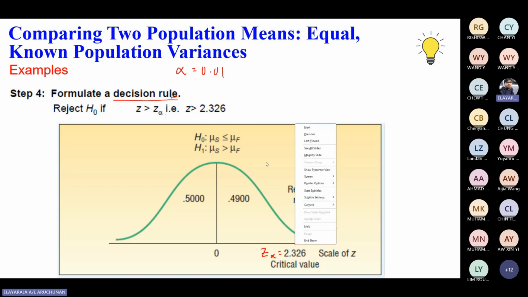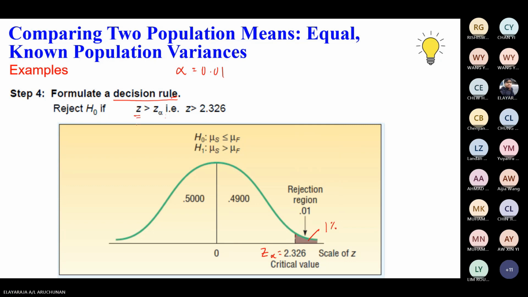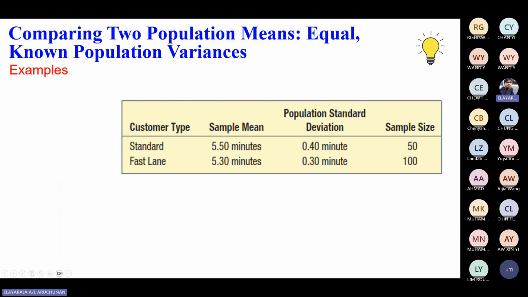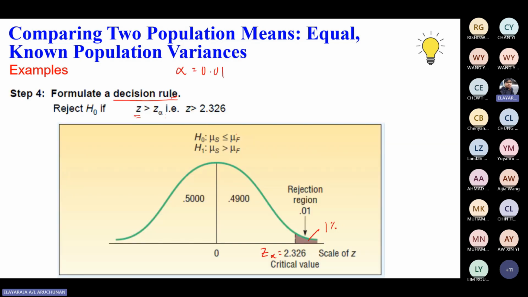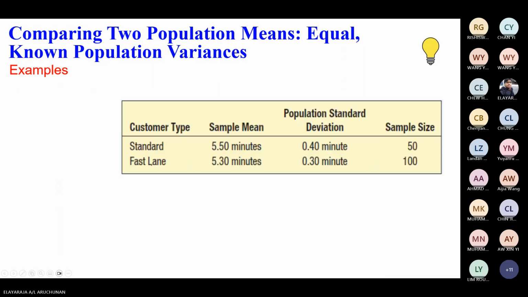All right, so once we identify that, now we do the test statistic, the z distribution. But you need to remember how to draw all these things, guys. So this is mu S for the standard lane, and mu F is the fast lane. You should know how to draw the diagrams. Next, once you've done that, go back to step 5.